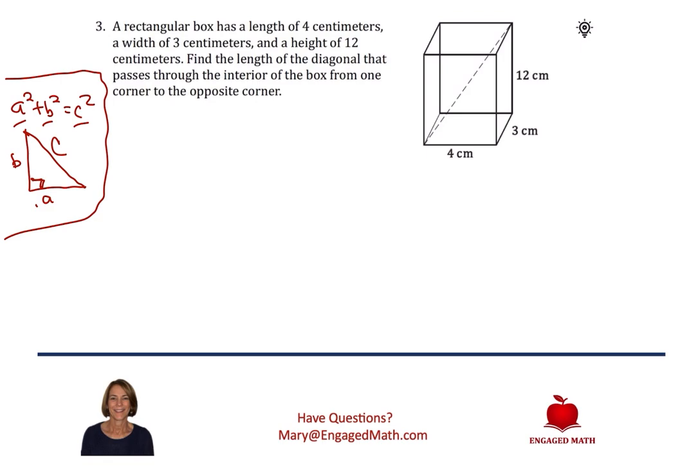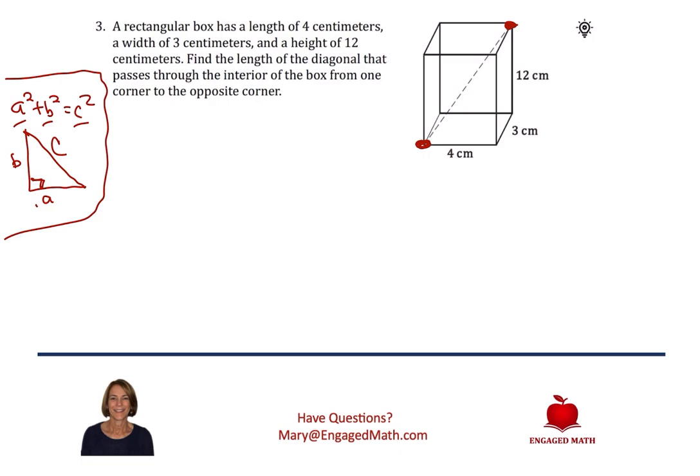So we're going to use it twice to be able to find the distance from this upper right corner in the back to this lower left corner in the front. So that diagonal goes all the way through the box. So we're going to use the Pythagorean theorem actually twice.